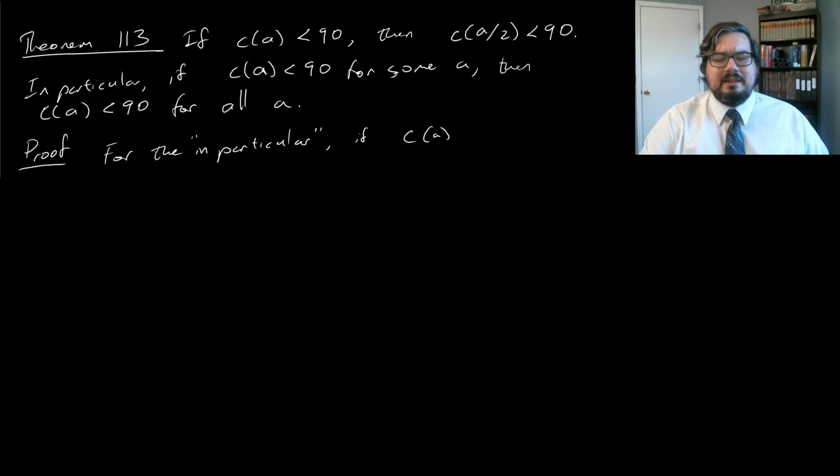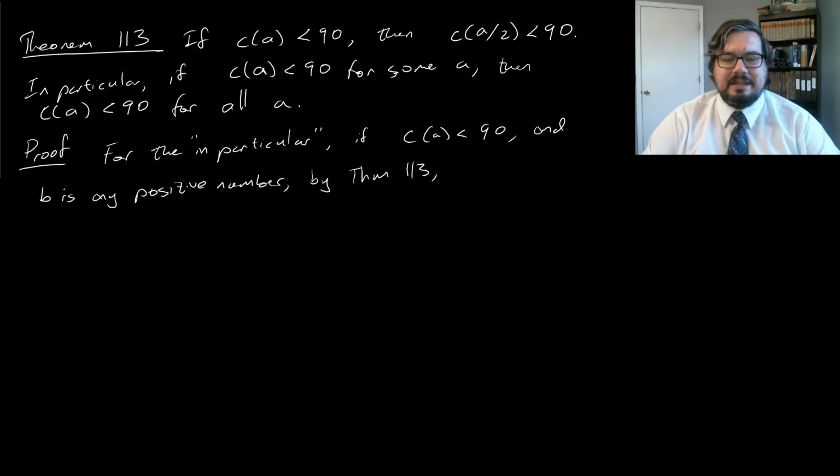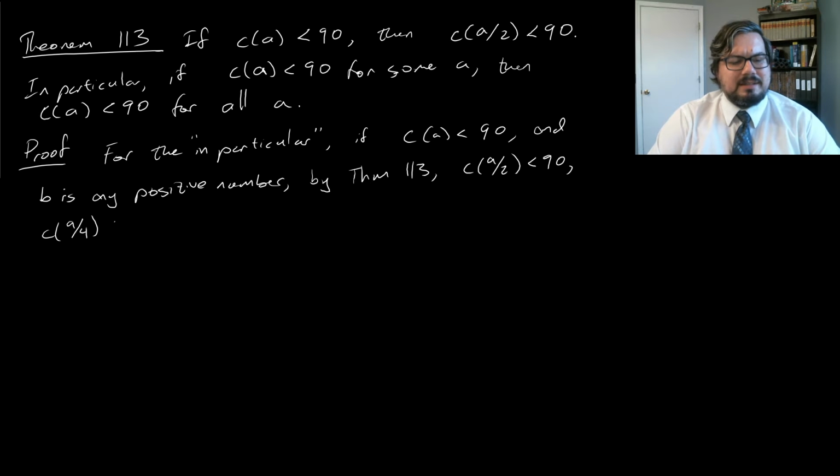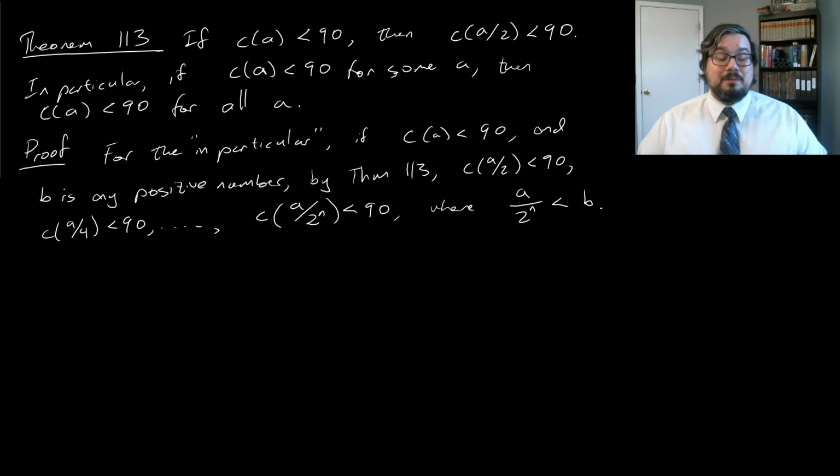if C of A is less than 90 and B is any positive number, we can say that by the first part of Theorem 113, C of A over 2 is less than 90, C of A over 4 is less than 90, etc., etc. And so we can get that C of A over 2 to the n is less than 90, where A divided by 2 to the n is less than B. Given any positive number B, there's some number n such that A divided by 2 to the n is less than B.